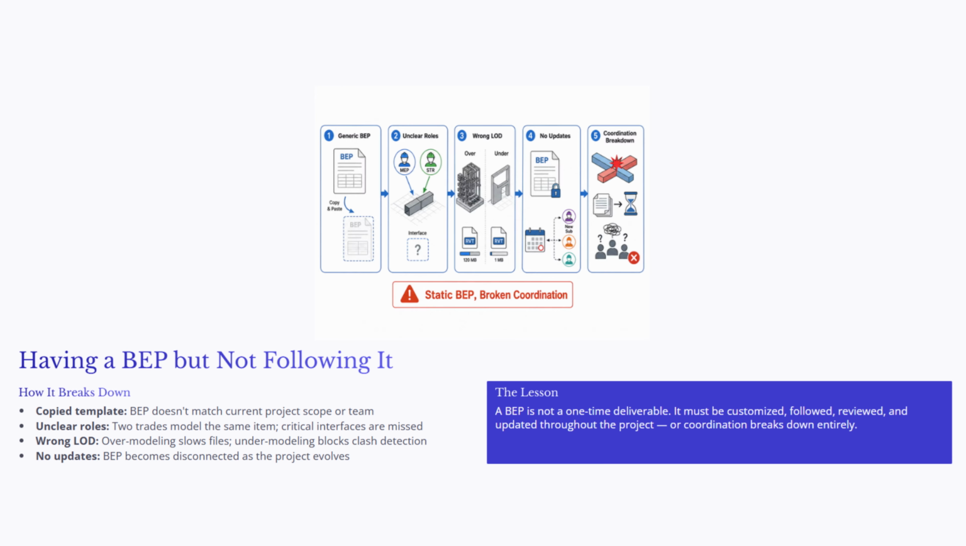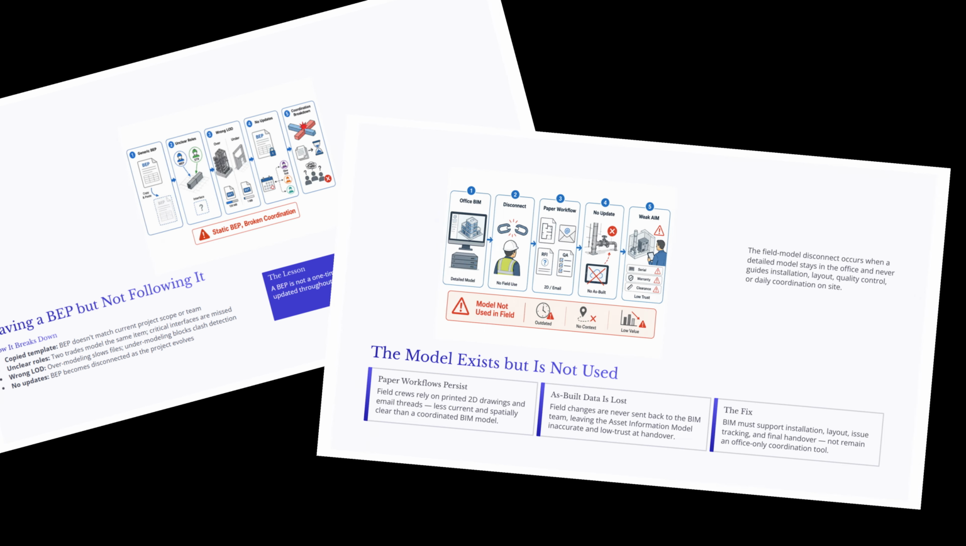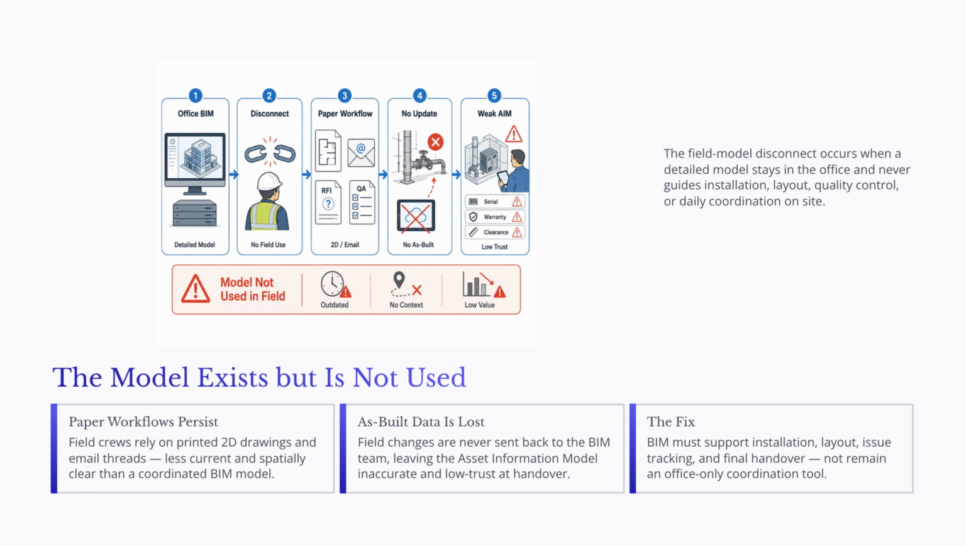Otherwise, coordination can break down entirely. The third failure pattern is the field model disconnect. This happens when a detailed BIM model exists, but it stays in the office and never becomes part of actual site work. The model may be accurate and detailed, but it has limited value if superintendents, foremen, field engineers, and trade crews do not use it for installation, layout, quality control, issue tracking, or daily coordination.